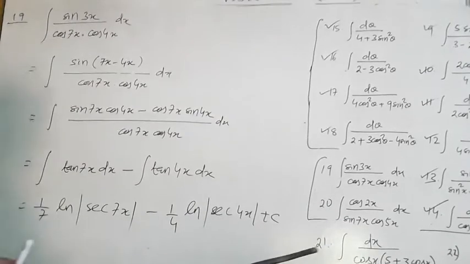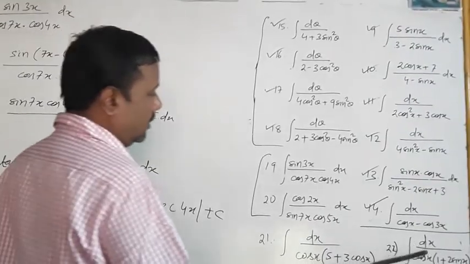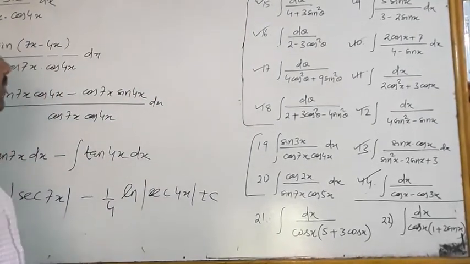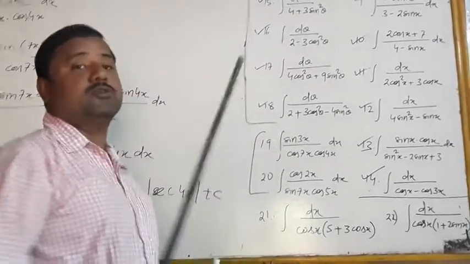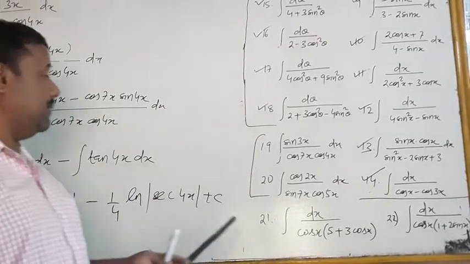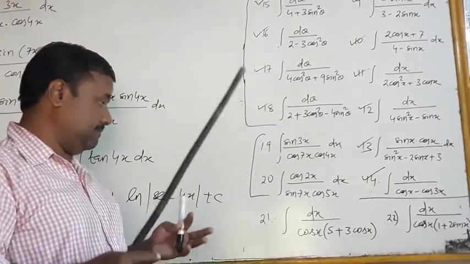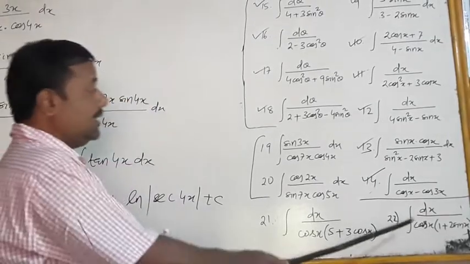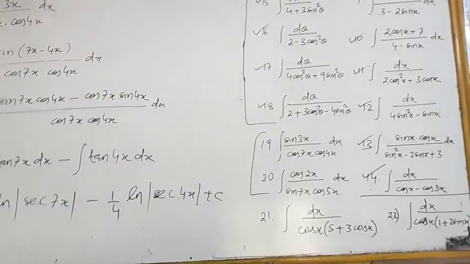Now number 21 and 22. Look at them: here cos, here cos, here cos, here sin. These are very important problems, number 21, 22. If they come on an exam, the students are in tension. They think they are similar. Totally they are different. Okay.